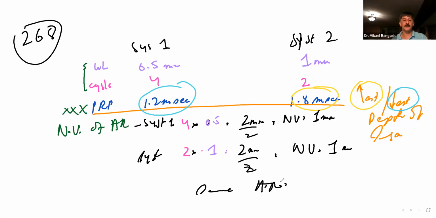So you really have to say which information is relevant and which information is irrelevant. Because somebody might have been tempted to just multiply these 2 numbers here and say that system 1 had a lower numerical value.